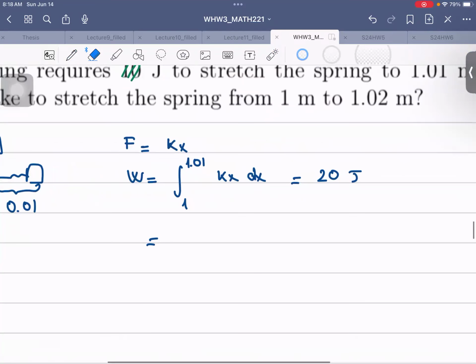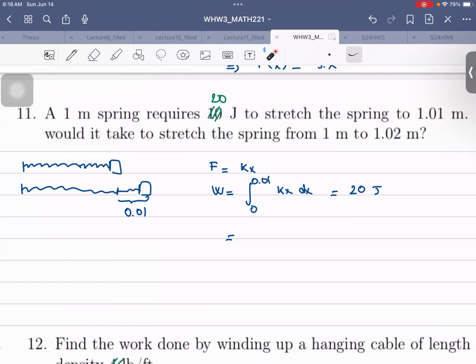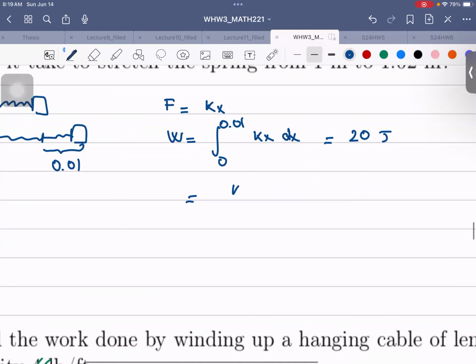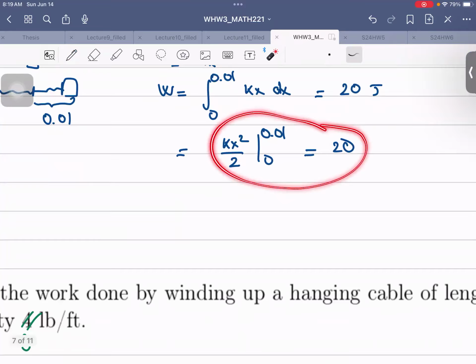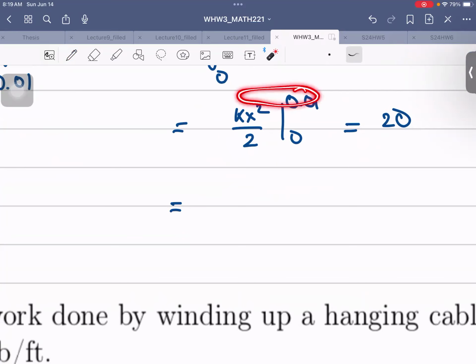I think you should put 0 to 0.01, because for the natural length, I would say it should be set as 0. So you have 0 and you stretch it out to 1.01 meters. So the work required is the integral from 0 to 0.01 of kx, which gives kx squared divided by 2, evaluated from 0 to 0.01, equal to 20. Based on this information, you can figure out the value for k. So over here, I will plug in the upper bound and the lower bound.